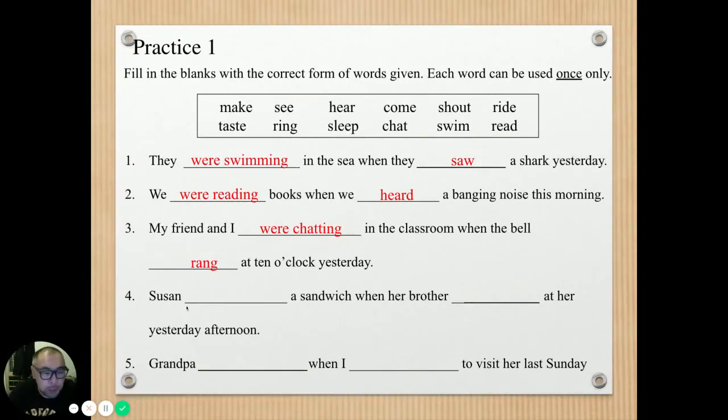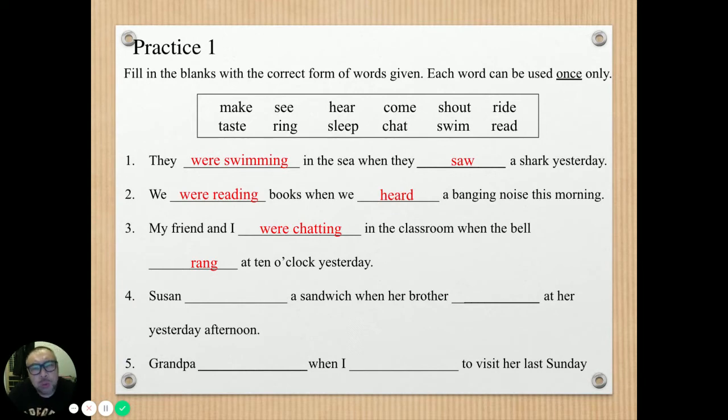4. Susan blank a sandwich when her brother blank at her yesterday afternoon. So, what do you do with a sandwich? Well, eat. Well, we don't have eat here. I see make. I think we should do that. What do we do with the E at the end? Yes, we take it away.